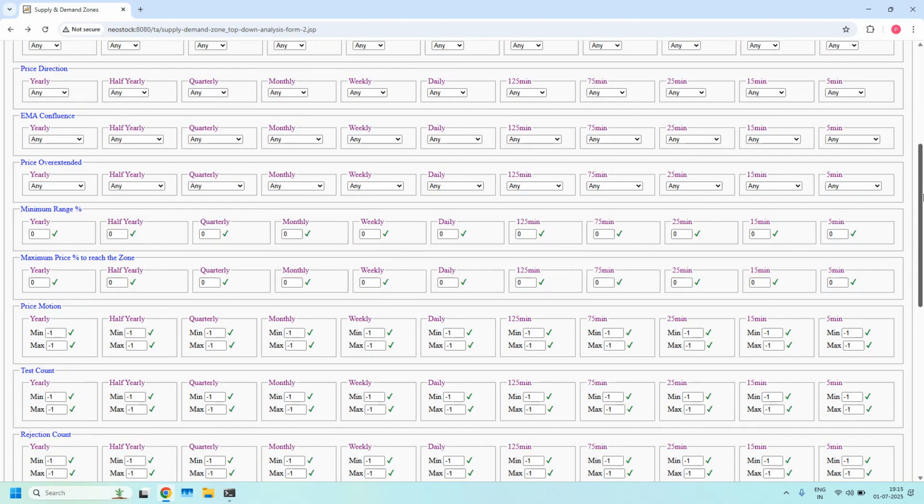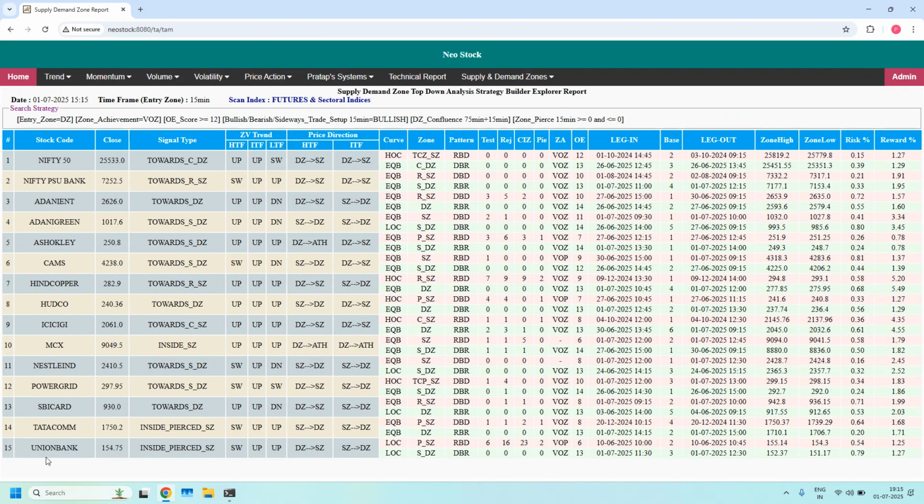By applying the filter on the 18 stocks, we got 15 stocks. In all these 15 stocks, the 15 minutes demand zones are overlapped with the 75 minutes demand zone, and the 75 minutes trend, the ITF trend, is up in all the stocks.